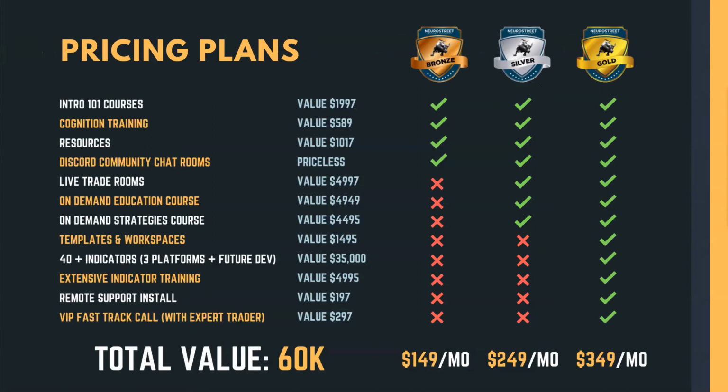The big objective here today is the indicators, which technically is the most value in our company outside of our trade rooms and strategies. So what we do is we give you access to every single indicator we've ever built. There's over 40 of them on three platforms. Plus, here's the kicker. All future development is part of your involvement. So when you're a member with NeuroStreet, when we develop new indicators and make them available across multiple platforms, you just get them. It's not a new purchase. It's not a new subscription. As long as you're a member of NeuroStreet, you have access to everything.